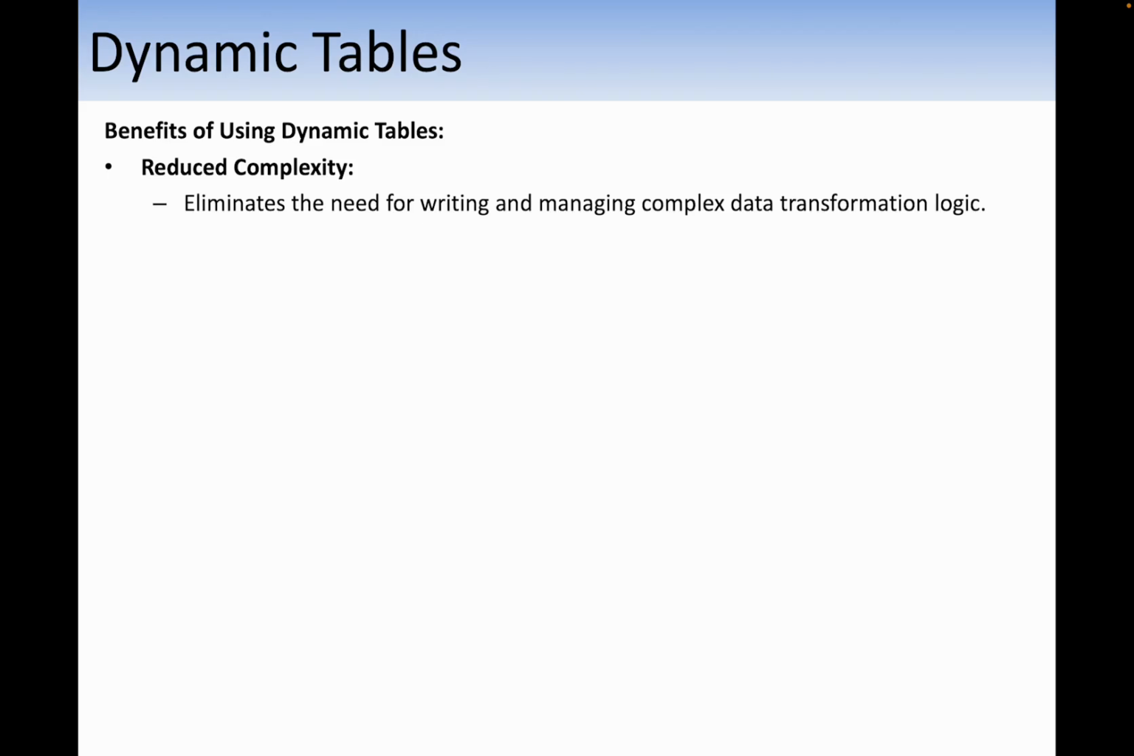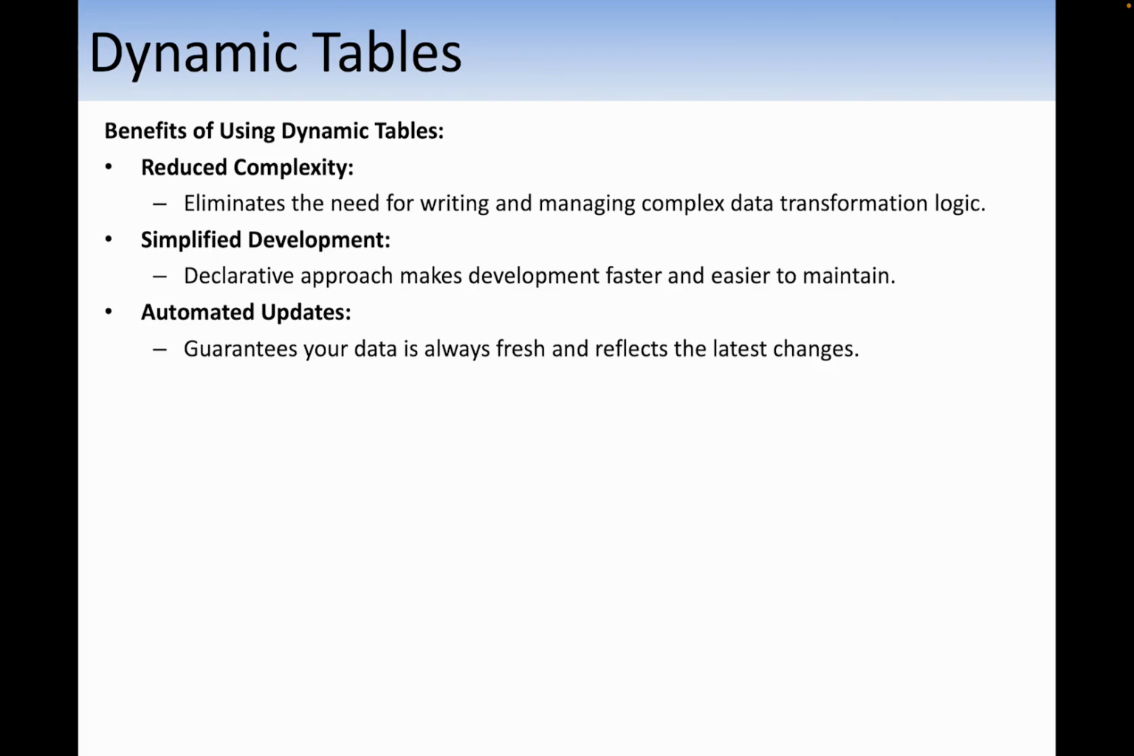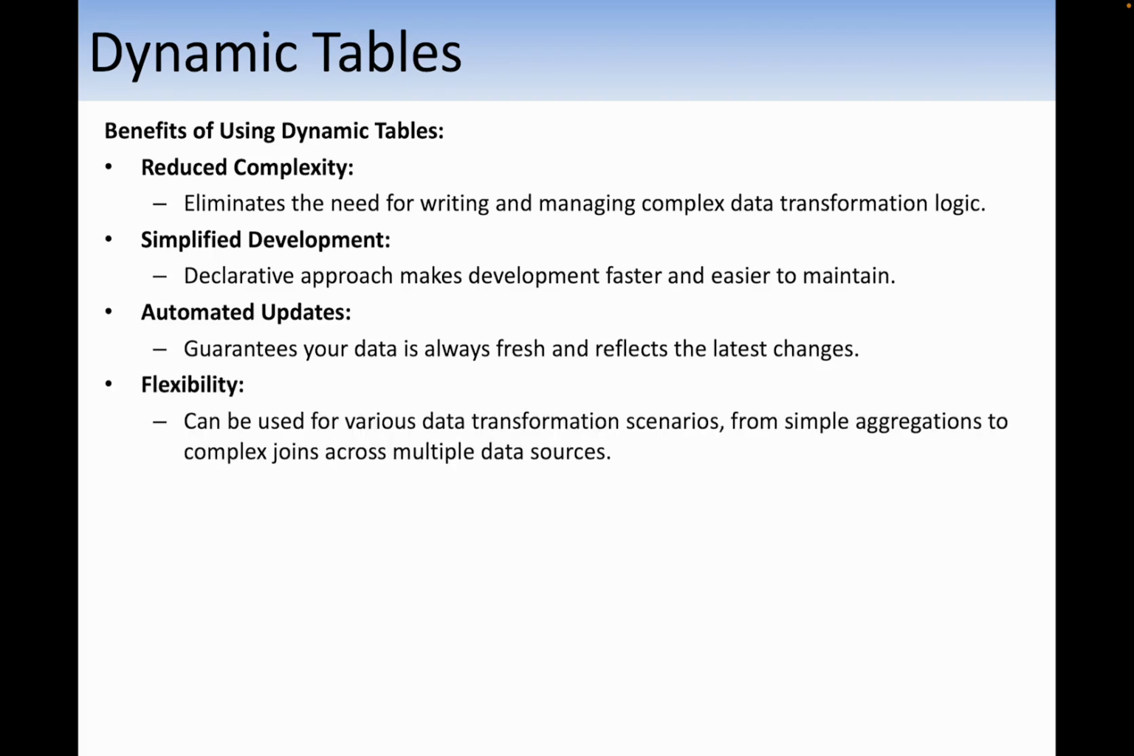So it reduces complexity. You don't have to write complex data transformation logic. Basically, it's your select statements, and simplified development because of the declarative approach. Faster, easier to maintain. Remember that phrase, easier to maintain, because you're just maintaining a select statement. And the data is always refreshed and reflects the latest changes. And you can use it for various data transformation scenarios, from simple aggregation to complex joins across multiple data sources, right? Here, it's not just one simple table summarization. You can make a join with other dimension tables also.